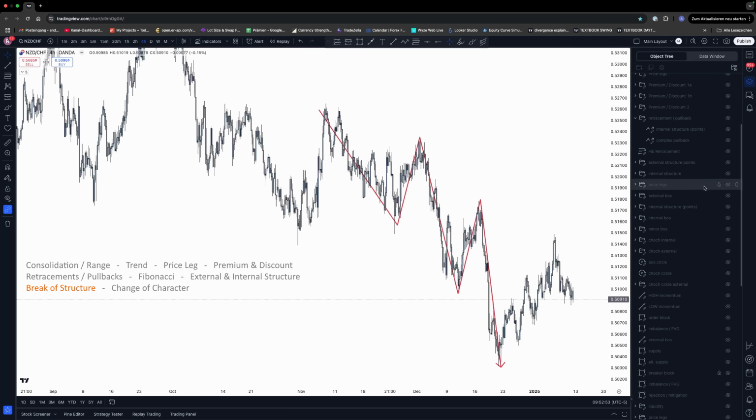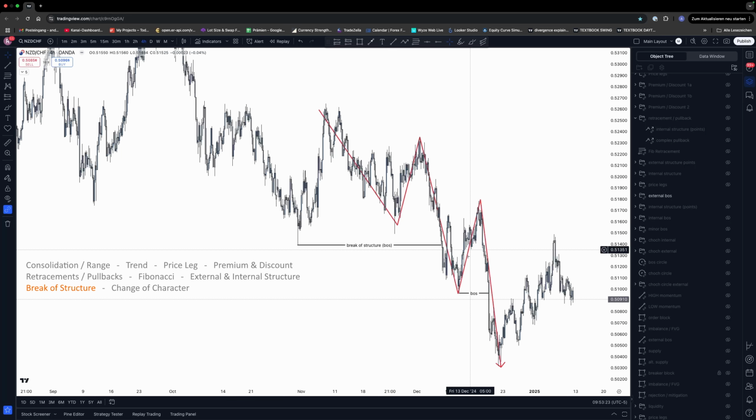So first of all, in general, a break of structure is when price leaves the current structure to make a new structure, and that is either to extend the trend or to flip a trend. So first of all, we have external breaks of structure. We see that this bearish trend creates a new lower low here, therefore breaking the previous lowest low, which was here. So this is an external break of structure.